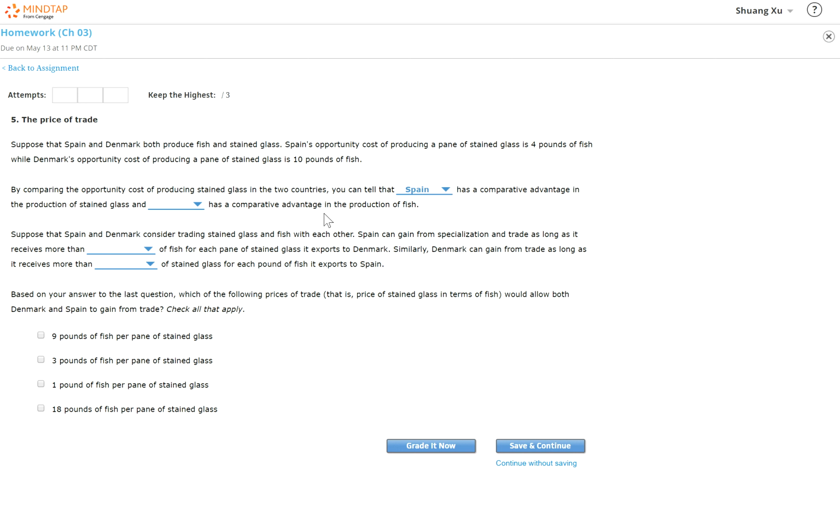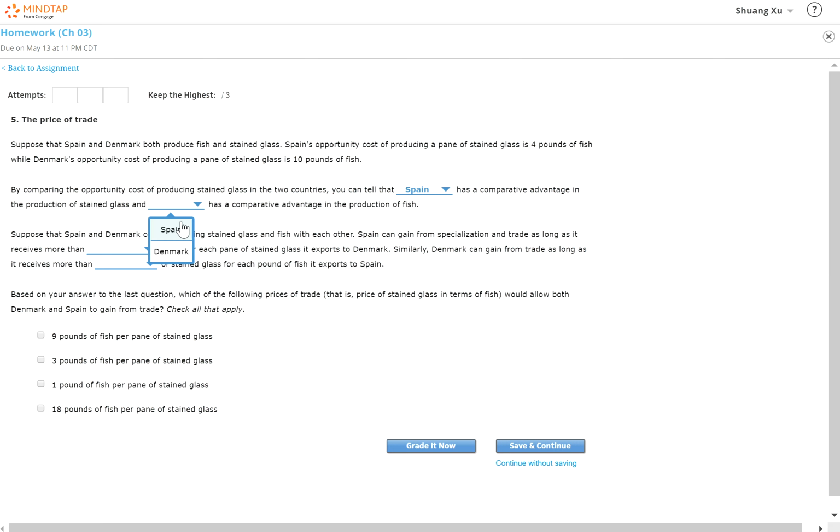Now, to find the opportunity cost for the production of fish, see the number 4 over here, flip it over. The opportunity cost for the production of fish will be 1/4 of a stained glass. So flip over, reciprocal. In Denmark, to produce 1 fish, it will cost you 1/10 of a stained glass. So also flip the 10 over to 1/10. Between 1/4 and 1/10, the 1/10 is lower, which means Denmark has a lower opportunity cost for the production of fish.